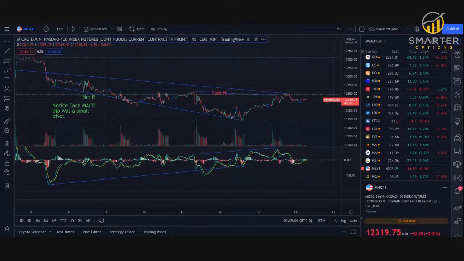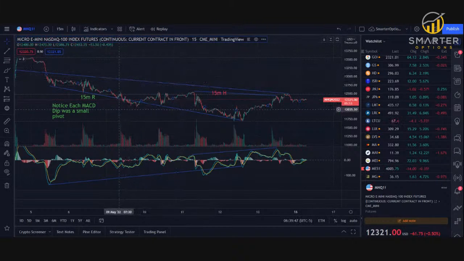So we're going to go over regular versus hidden divergence. Regular divergence is where you can anticipate a pivot, a reversal. When you have a divergence, you compare your price action to a momentum oscillator. That could be RSI, MACD, CCI, which is the Commodity Channel Index, or Stochastic. There are lots of different ones out there.